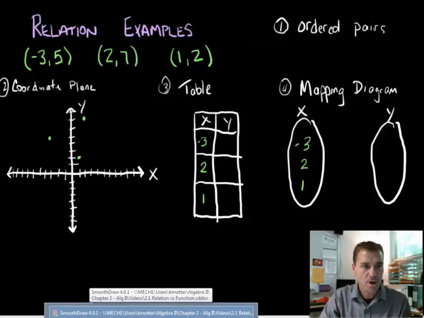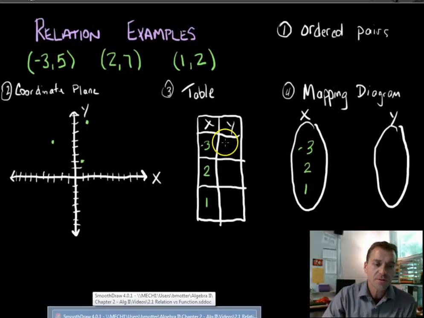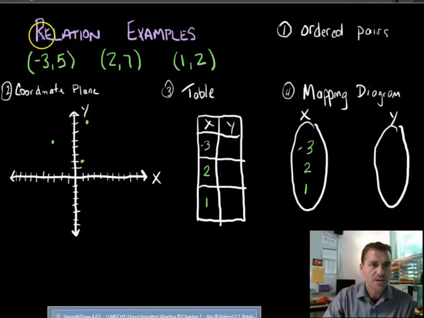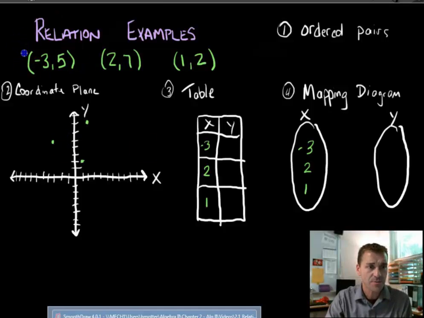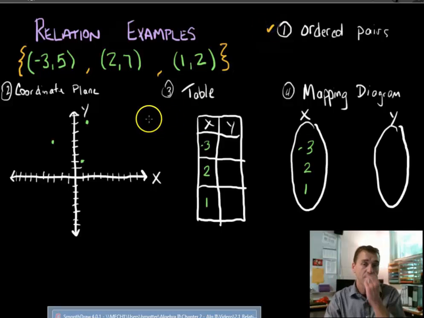So you see right here in this picture a relation example. What you actually see first is ordered pairs. You see these things here in green, they're just ordered pairs. In fact, it would look like this: a set, comma there, comma there, comma there. So it can be given to you one way as a set of ordered pairs.